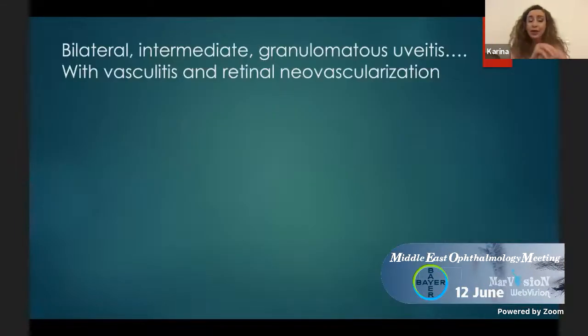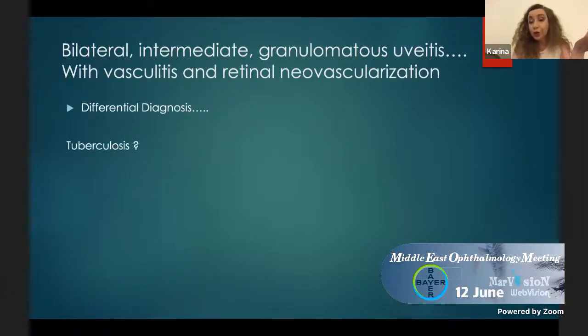So we have a young female with bilateral intermediate granulomatous uveitis, complicated by retinal vasculitis and retinal neovascularization. Which are your differential diagnoses for this case?